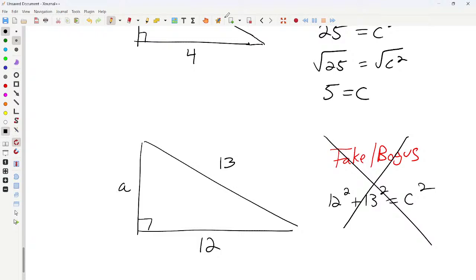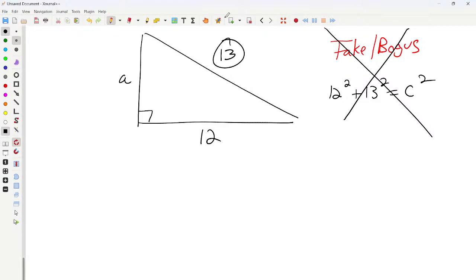So I'm going to go with A. Maybe next week or in 5 minutes, I might call it B. It doesn't matter. It's the other missing side. What does matter, for the fourth or fifth time, is that 13 is C. So we have A squared plus 12 squared is 13 squared.